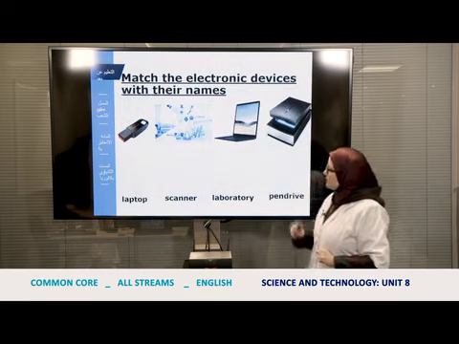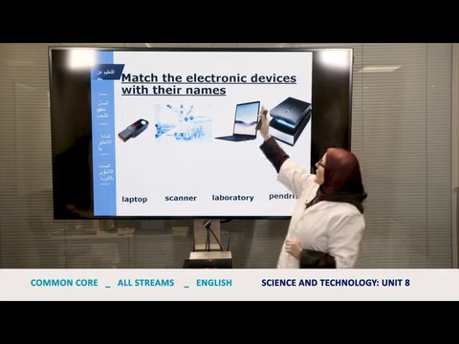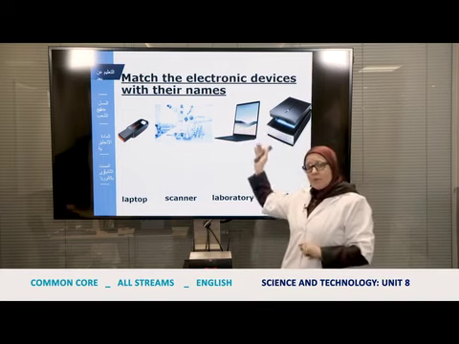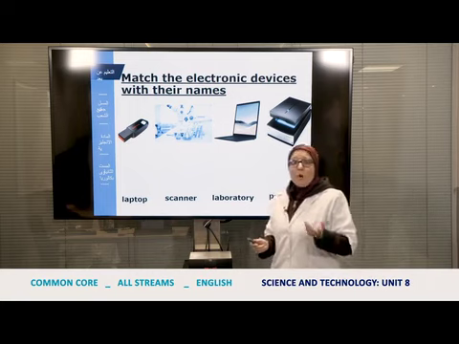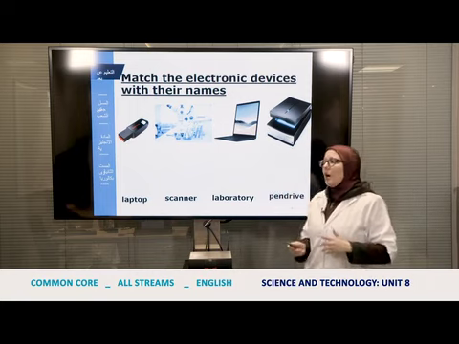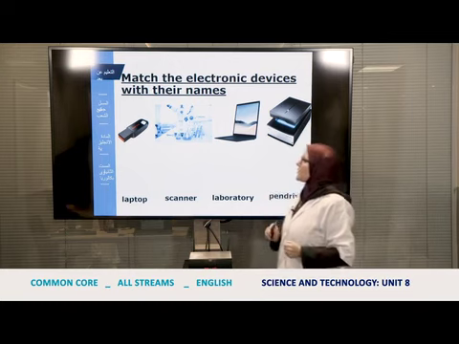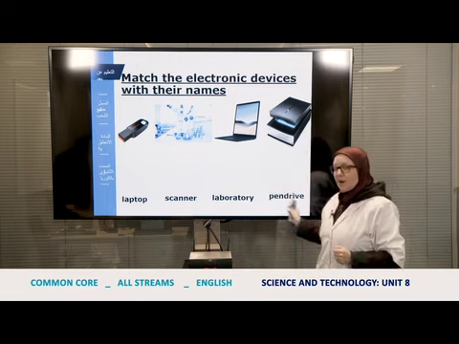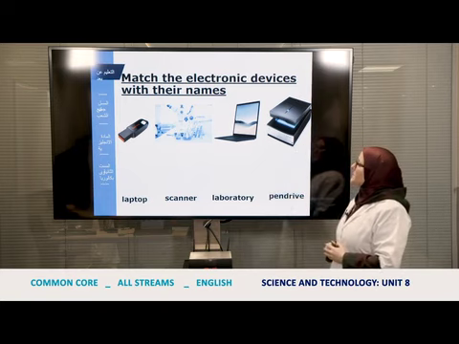So let's move on. In this exercise, I'd like you to match the electronic devices with their names. Of course, when we say the word device, we can say, for example, a mobile phone is a device. A calculator is a device. So all of these are devices. I'd like you to match them with their names, and I give you just a few seconds to reflect on the exercise, please.